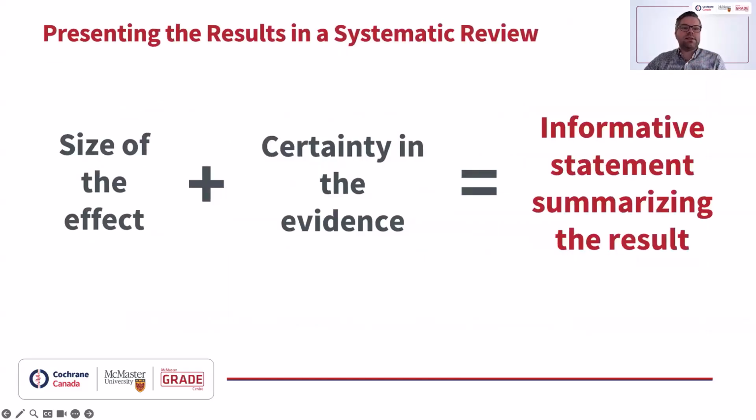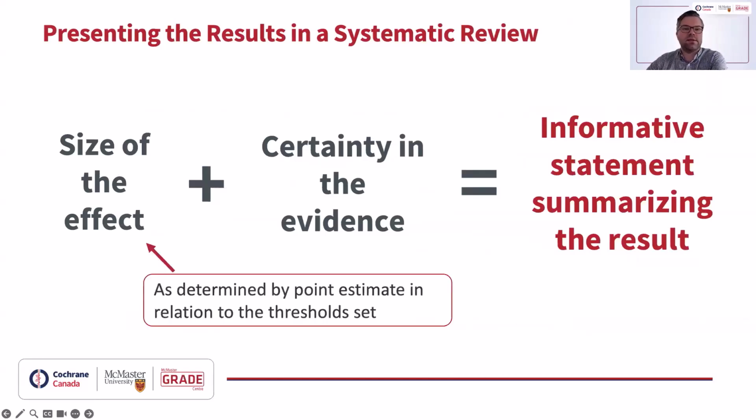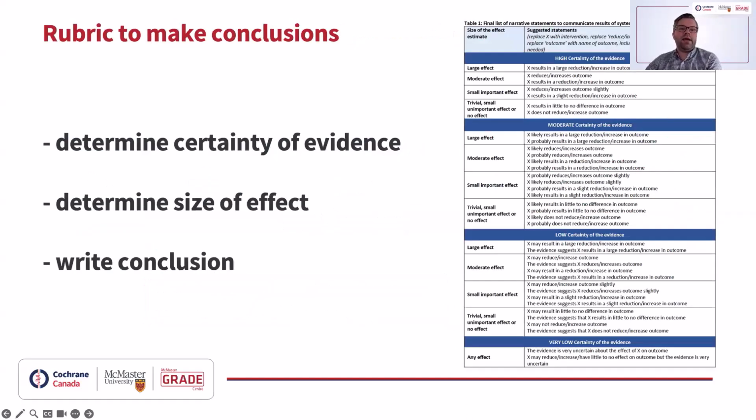Then presenting the results includes deciding on the size of the effect, the certainty of the evidence, and coming up with our informative statement that summarizes the result. And again, here the size of the effect would be as determined by the point estimate in relation to the thresholds we set. We apply the potential options from the rubric, determining what was our final certainty judgment, the size of the effect based on our thresholds, and we write our conclusion.